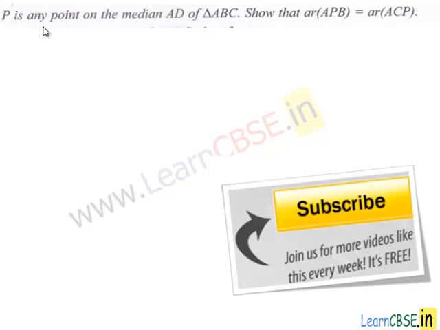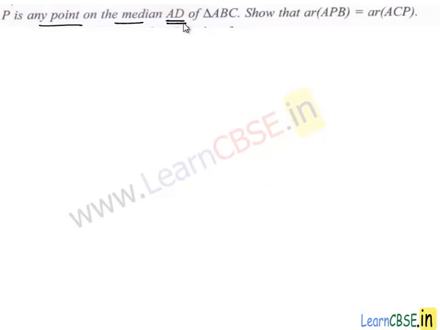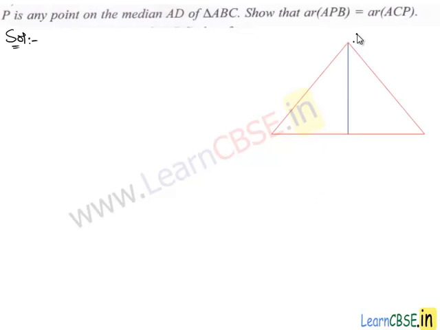In this question, P is any point on the median AD of triangle ABC. We have to show that area of triangle APB is equal to area of triangle ACP. Let's work out the problem. Let ABC be the triangle, and here we are given median AD. What is a median? A median is a line segment joining a vertex to the midpoint of the opposite side. Here D is the midpoint of side BC, then AD becomes our median.